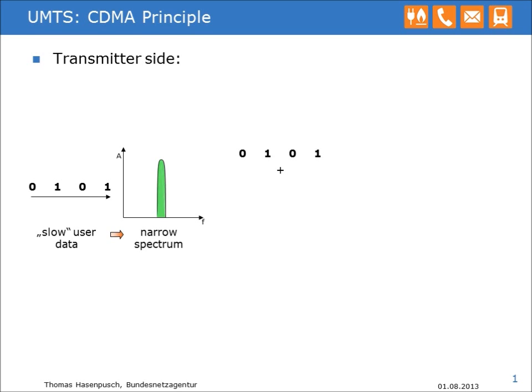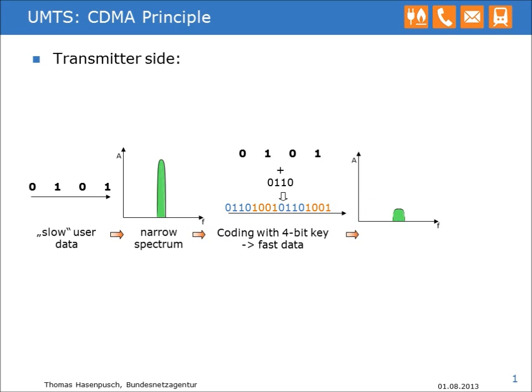But instead of the user data, we code these 4 bits with, in this case, a 4-digit code. Instead of 4 bits, we transmit 20 bits, which consist of the code itself and the negated code, depending on whether we have a 1 or 0 to transmit.